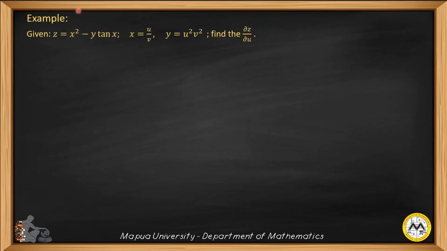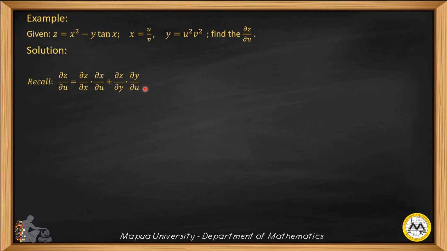So to illustrate, given z function defined by x squared minus y times tangent of x, where x is the ratio of u to v and y is defined equal to u squared times v squared, let us determine the partial derivative of z with respect to u. Now recall, as we have stated earlier, the partial derivative of z with respect to u will just be equal to this sum. Partial derivative of z with respect to x times partial derivative of x with respect to u plus partial derivative of z with respect to y times partial derivative of y with respect to u.